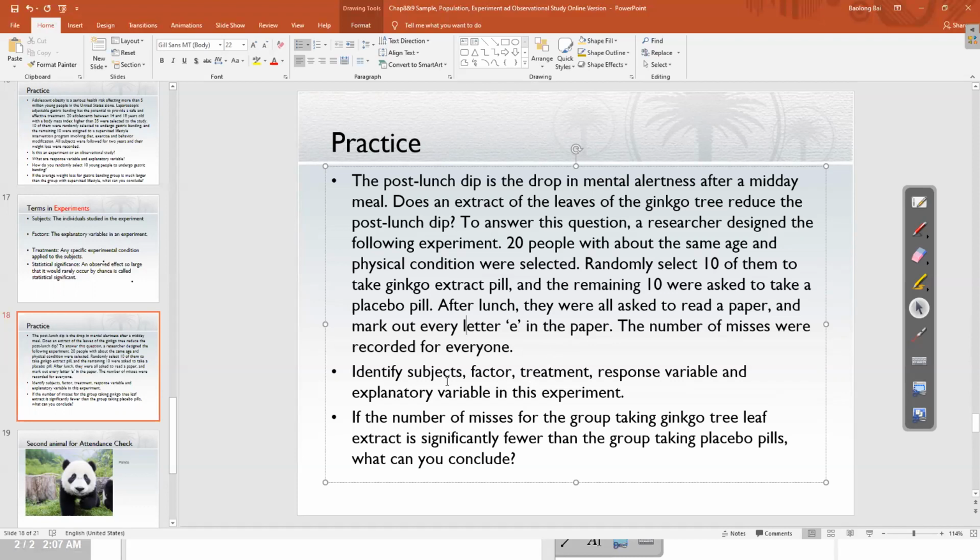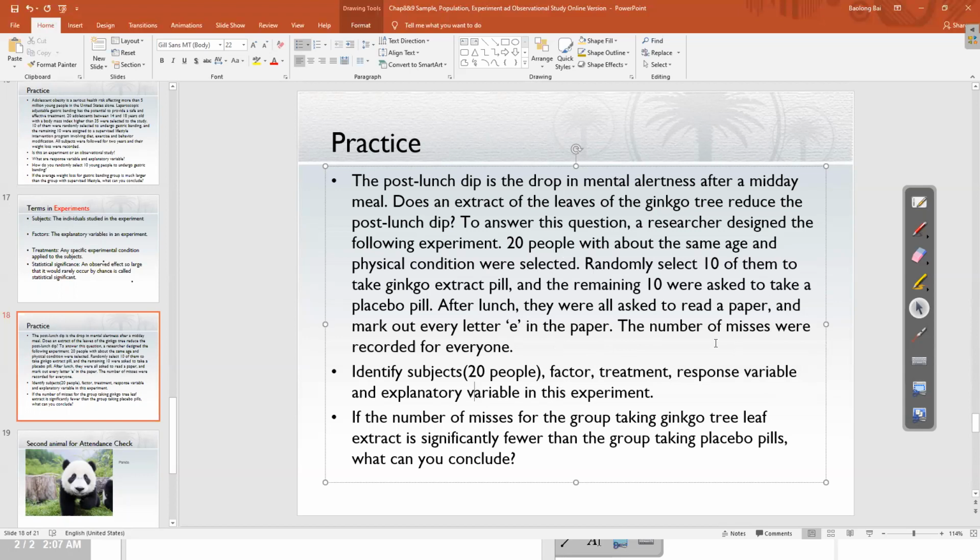Okay. So identify the subjects, factor, treatment, response variable, and explanatory variable in this experiment. So what are the subjects? Subjects will be the individuals in the study, right? So the 20 people in the study will be the subjects. And what's the factor? Before you do the factor, let's look at what the response variable and explanatory variable are.